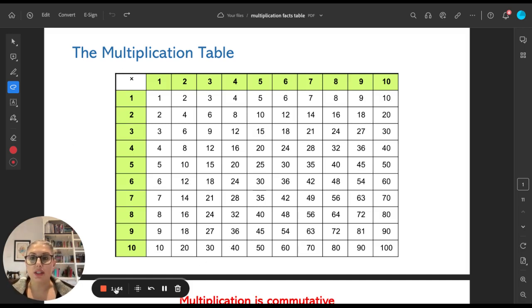So as you can see, the first thing that we notice is it's in an array, and it's in a 10 by 10 array. And I only go up to 10 when I'm teaching the multiplication because the 11 and 12 multiplication facts can be learnt using the distributive strategy or the split strategy. So we're only going to go through the facts up to 10. So we have a 10 by 10 array, which means that I have an array of 100.